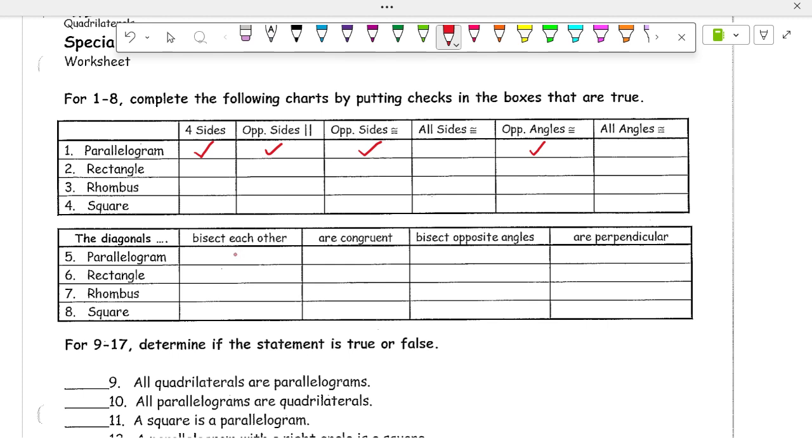So parallelogram, do the diagonals bisect each other? Yes. Are the diagonals necessarily congruent? No. Not for a parallelogram. Do the diagonals bisect opposite angles in a parallelogram? No, not in a parallelogram. Are they perpendicular? No, not in a parallelogram. So that's how you have to go through these.